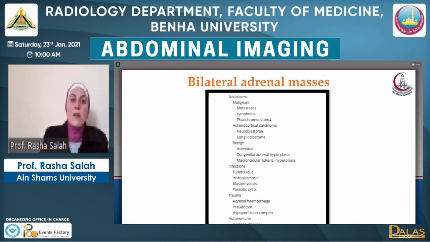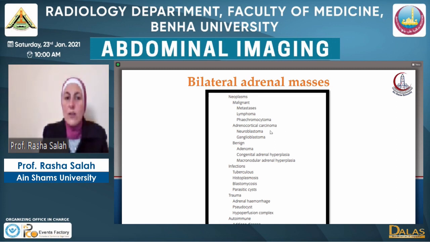To sum up the bilateral adrenal masses, they could include neoplasms, and the most important neoplasms that could occur bilaterally are metastasis or lymphoma. If we see bilateral adrenal masses, we should search for a primary, and if we didn't find any primary, then raise the possibility of lymphoma, especially if there is other nodal involvement. Pheochromocytoma could occur bilaterally in 10% of the population, as we mentioned earlier.